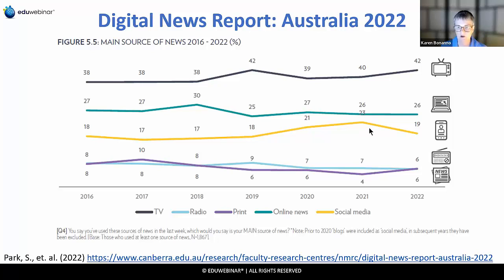Social media tended to drop off. But as we can imagine, during the pandemic social media became a place that people went to get the most current information they could find. And then it's starting to slide away.